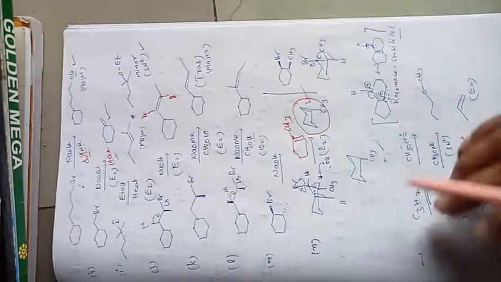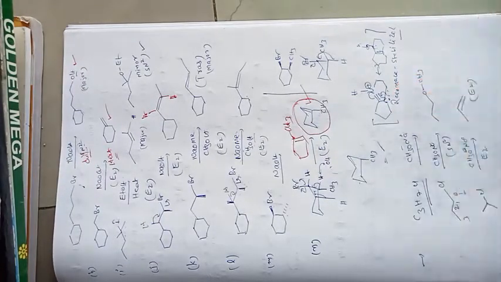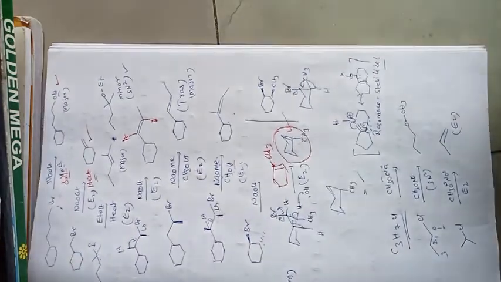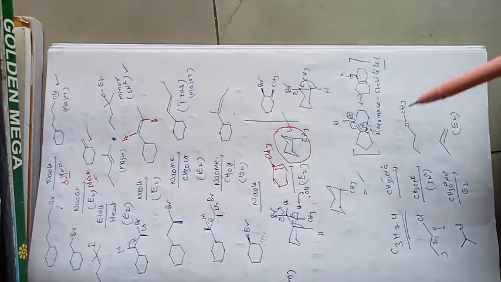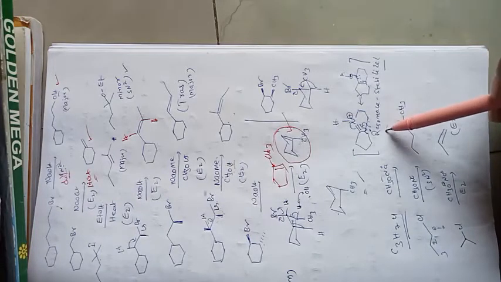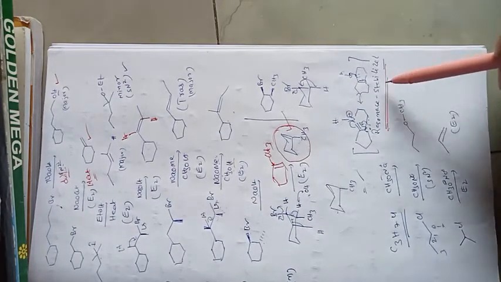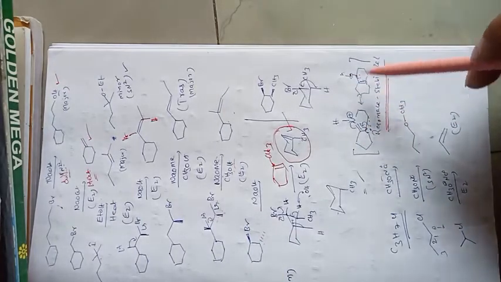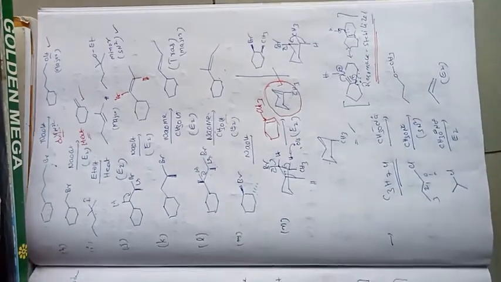So the bases, like for example I told, bases like DBU. Because of this resonance stabilization, DBU and others are very strong bases and weak nucleophiles, so the elimination product is the major product.